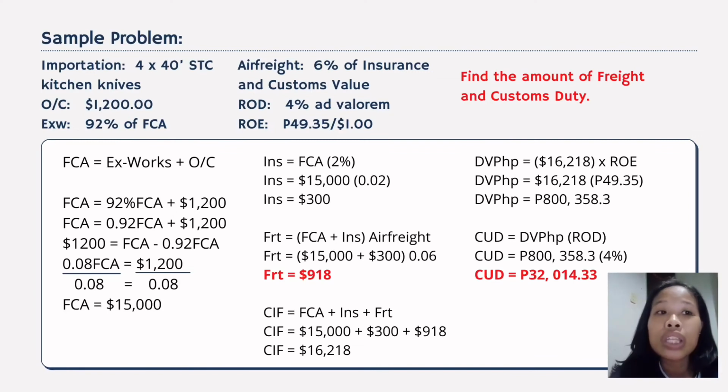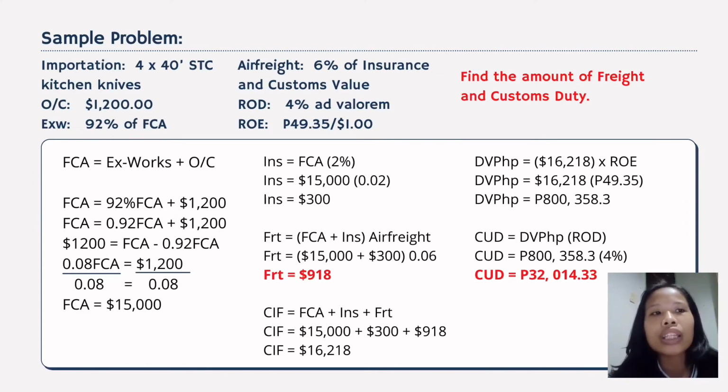So the formula we use is FCA equals ex-works plus other charges. So FCA equals 92% of FCA plus $1,200. So FCA equals 0.92 FCA plus $1,200. So $1,200 equals FCA minus 0.92 FCA. So 0.08 FCA equals $1,200. So you must divide $1,200 by 0.08. So the answer is $15,000.